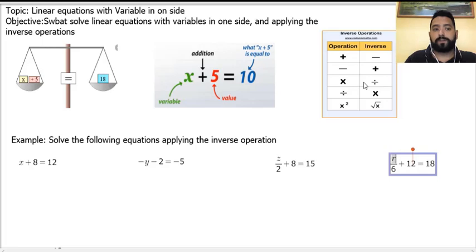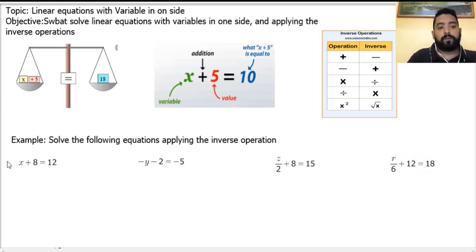In this case, we are going to solve linear equations with just one variable. The variable can be on the left or on the right side. In this case, we have just an example with the variable on the left side. So our work is going to be to isolate the variable. For example, here we have x plus 8 equals 12.